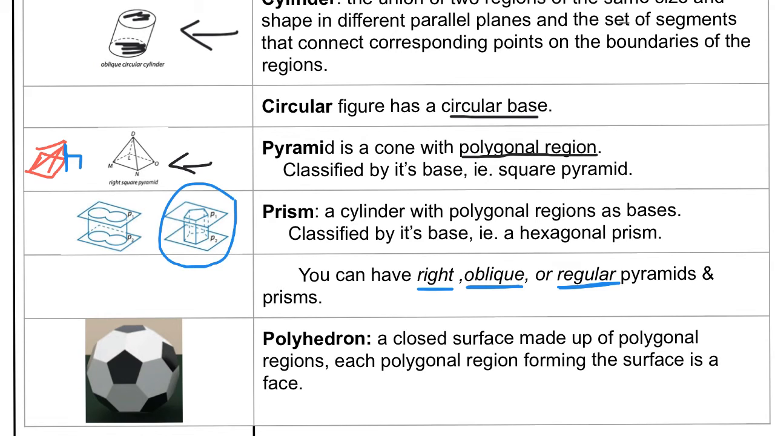A polyhedron is a closed surface made of polygonal regions. Each polygonal region formed by the surface is a face. So looking at this soccer ball right here, all of these pentagons in here are the exact same size and shape. And this soccer ball is made up of all of these different pentagons, or hexagons, because the white ones are hexagons, the black ones are pentagons, right? All right, makes sense? Easy enough? Okay.